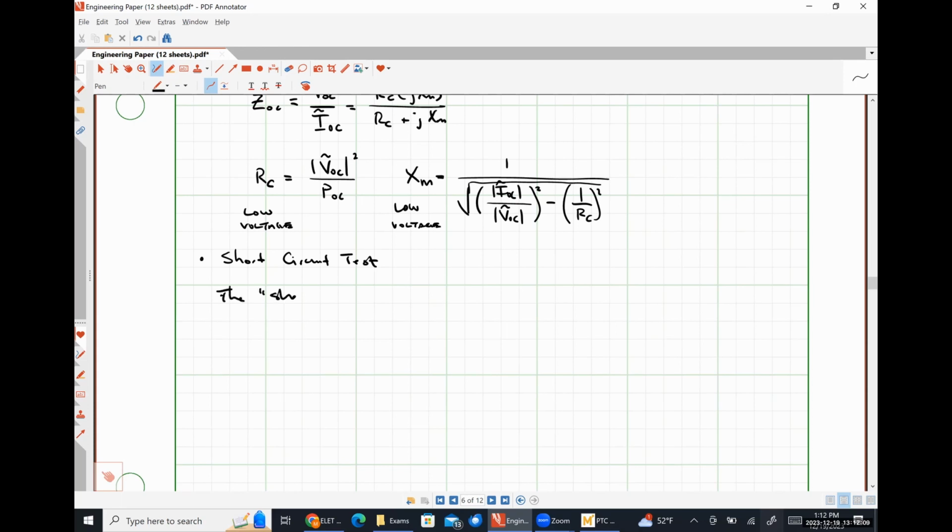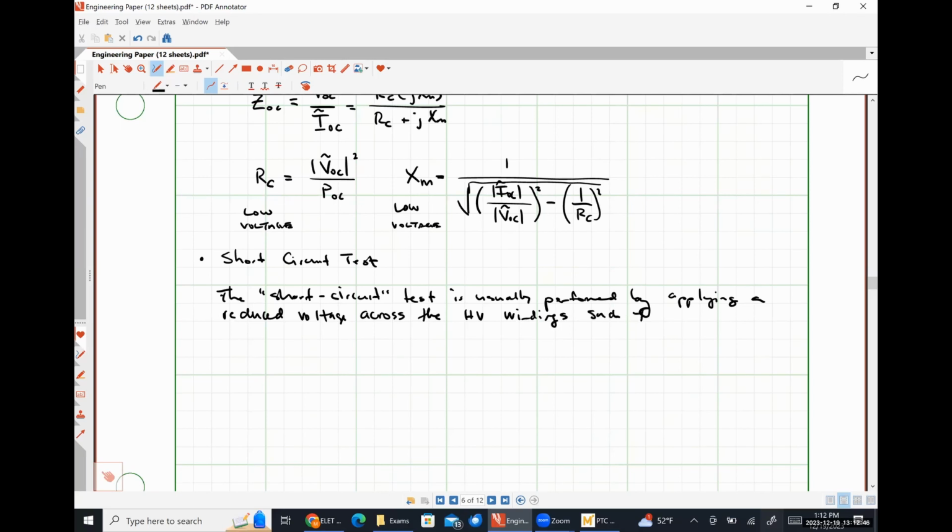So the short circuit test is usually performed by applying a reduced voltage across the high voltage windings such that rated current flows through the short-circuited low voltage windings.